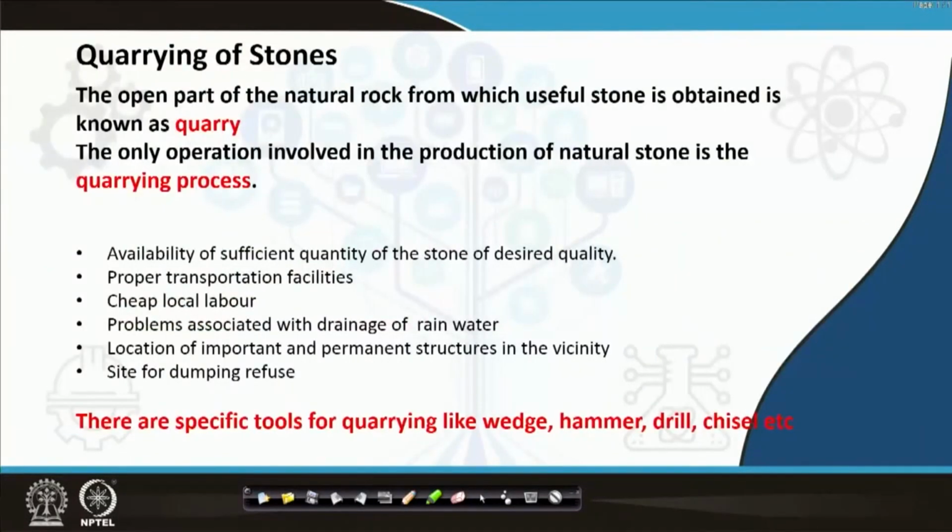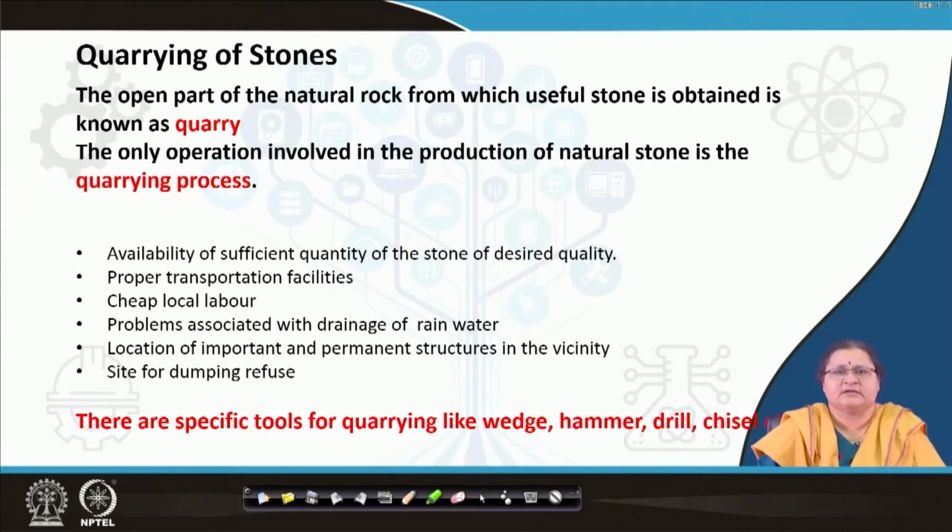So, let us try to see what quarrying is and what is involved in that. The open part of a natural rock from which useful stone is obtained is called a quarry, and the operation involved in the production of natural stone is called quarrying. So, there should be availability of sufficient stone, otherwise there is no point going for that long exercise. Proper transportation facility should be there, because you have to carry the stone from the quarry back to your site.